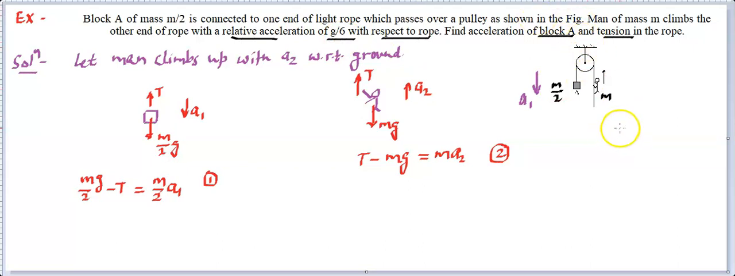You will write the acceleration of man with respect to rope is going to be equal to the acceleration of man minus the acceleration of rope. And what we have been given is the acceleration of man with respect to rope. So this has been given to us. And man acceleration, rope acceleration, we have assumed. So this will give us a relation between a1 and a2.